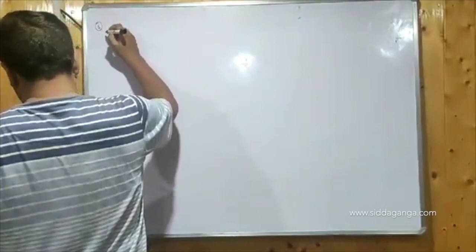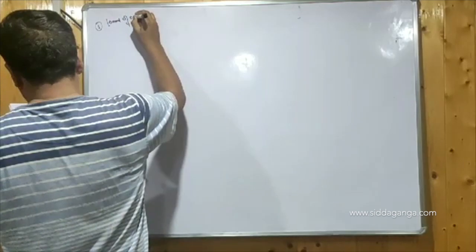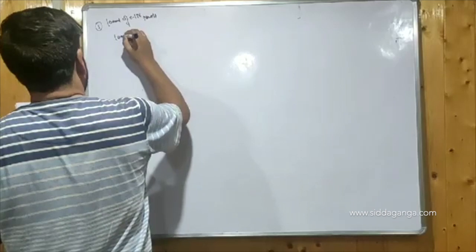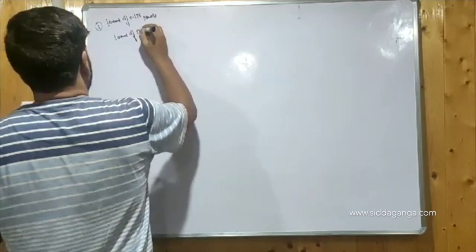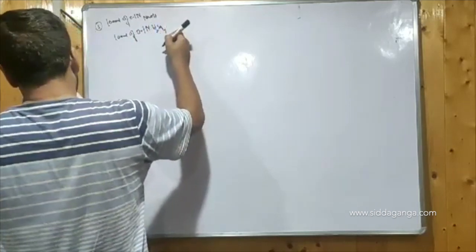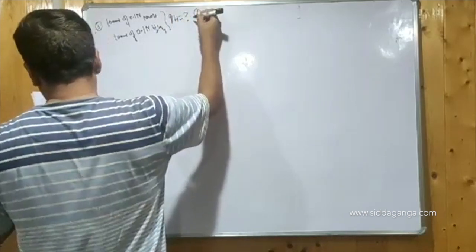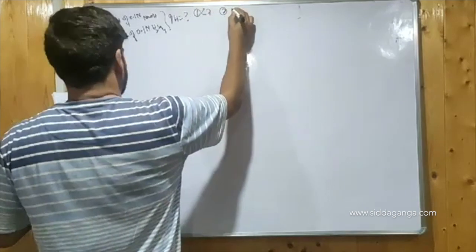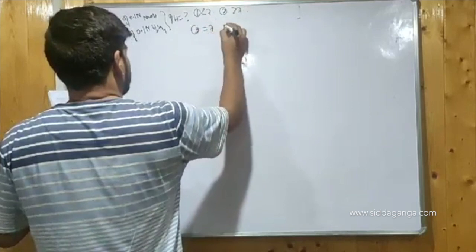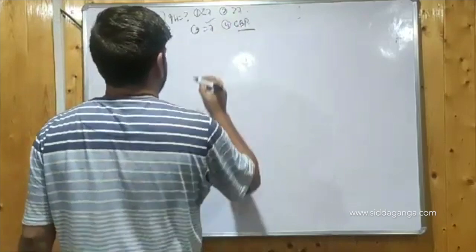So question number 5 here. We are mixing 100 ml of 0.1 normal NaOH and 100 ml of 0.1 normal H2SO4. We are mixing the two. What is the pH of the resulting solution? Options are less than 7, option 2 more than 7, option 3 equal to 7, and option 4 cannot be predicted.